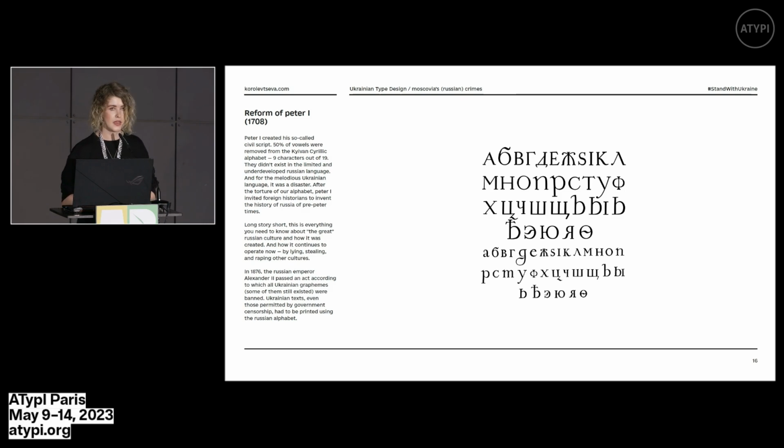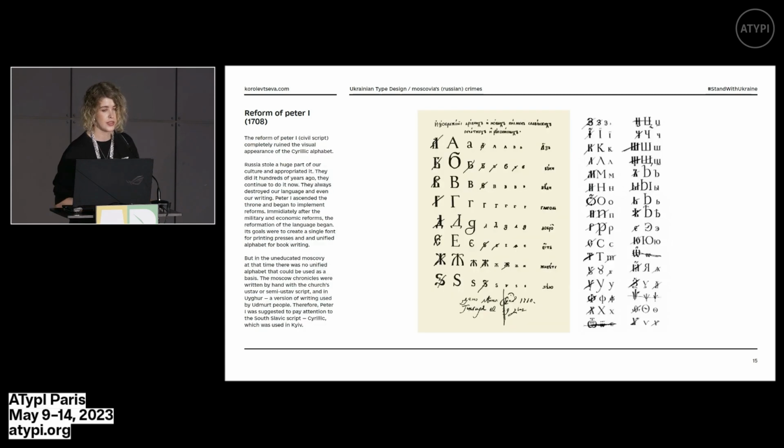And then in 1876, the Russian Emperor Alexander II passed an act according to which all Ukrainian graphemes, some of them still existed, were banned. Ukrainian texts, even those permitted by government censorship, had to be printed using the Russian alphabet. So this is our hard history.